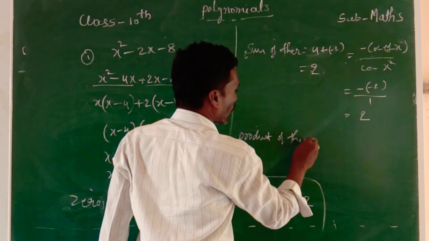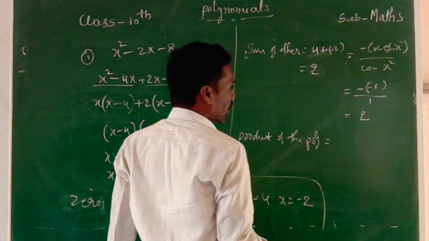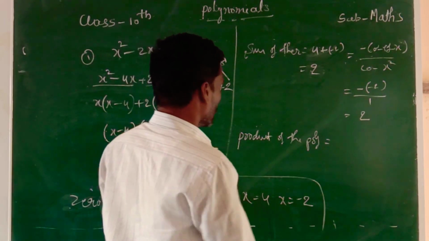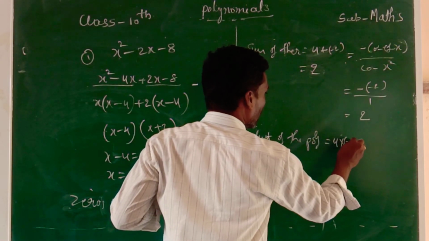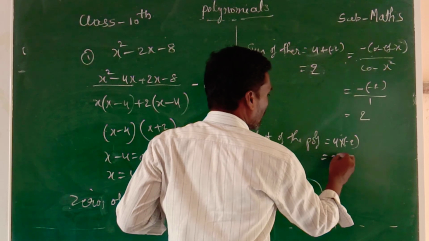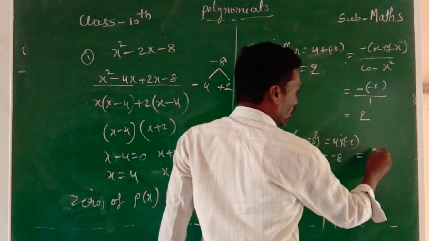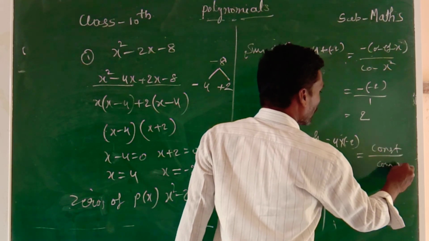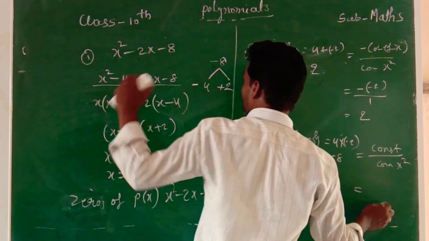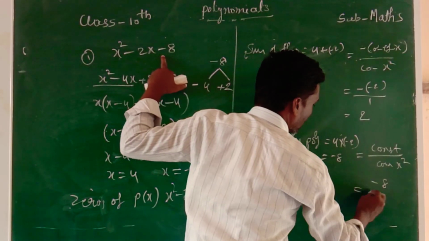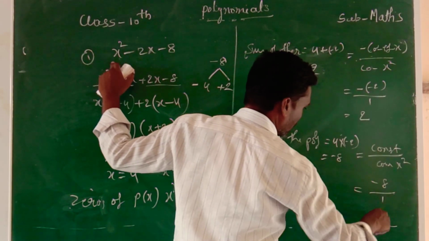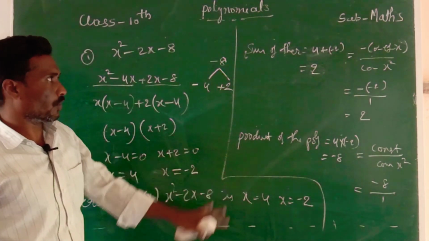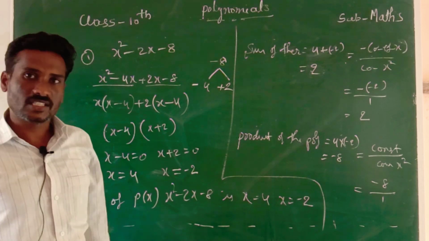Product of the zeros: 4 and minus 2 are the zeros. 4 into minus 2 gives us minus 8. But this is equal to constant divided by coefficient of x square. What is the constant value? Minus 8. Coefficient of x square is 1. So we get minus 8 is equal to minus 8. So like this we have to follow for the remaining ones. We can see them in the next class. Thank you.